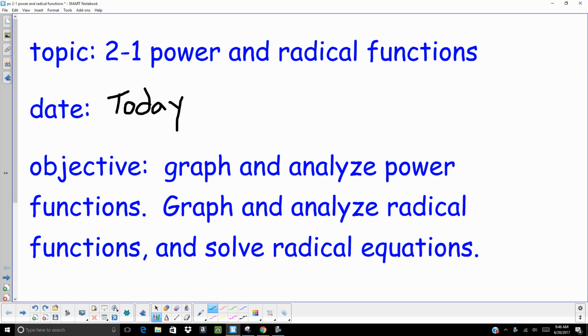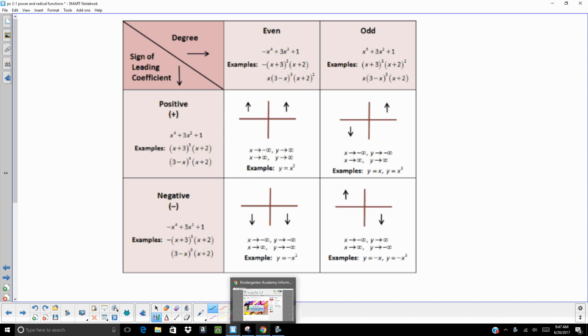All right, today we are doing Chapter 2, Section 1 in Pre-Calc, the power and radical functions. Today's date is today, and our objective, we're going to graph and analyze power functions, graph and analyze radical functions, and solve radical equations. All right, this first slide deals with end behavior.